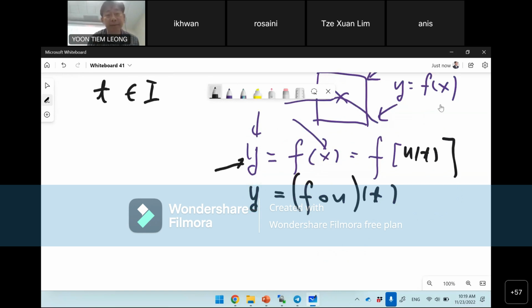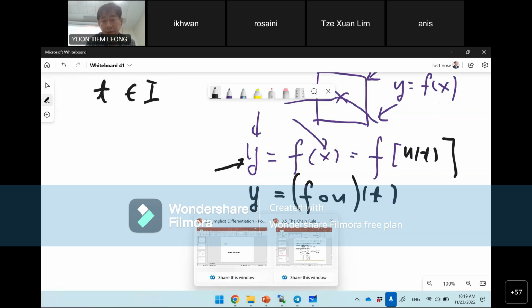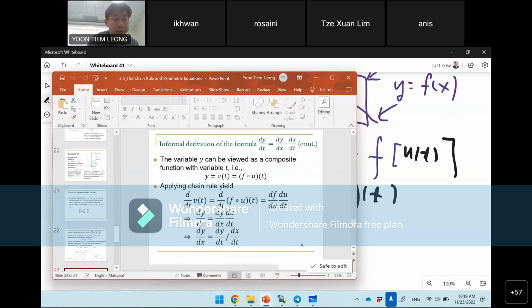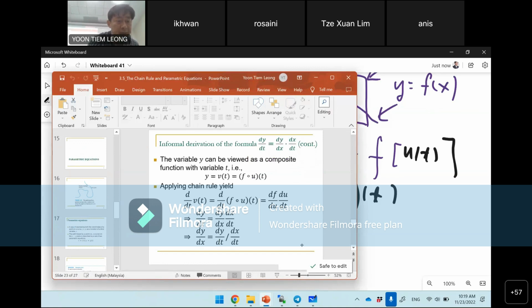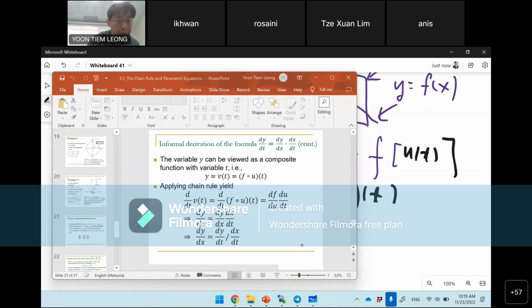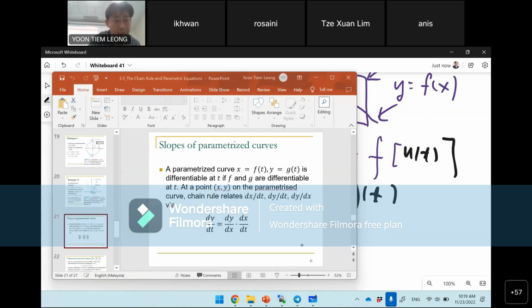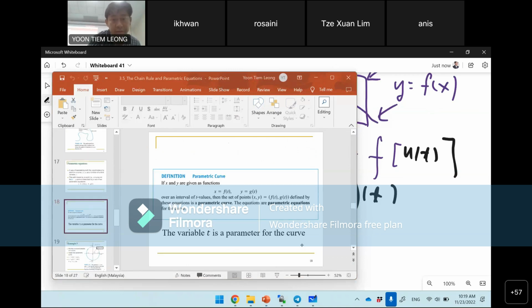So you ask this very simple question. Let us take the derivative of y with respect to t on the left-hand side. And we have actually been talking about these equations in the chain rule. So in the chain rule, we are saying that if you have a composite function, then you can use this formula.